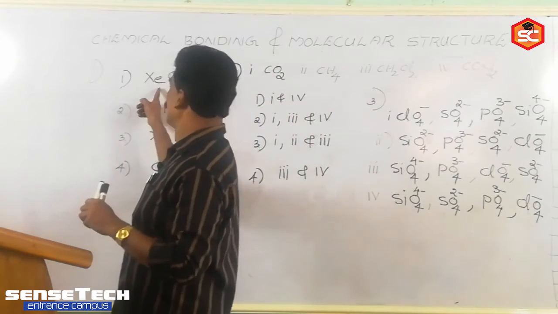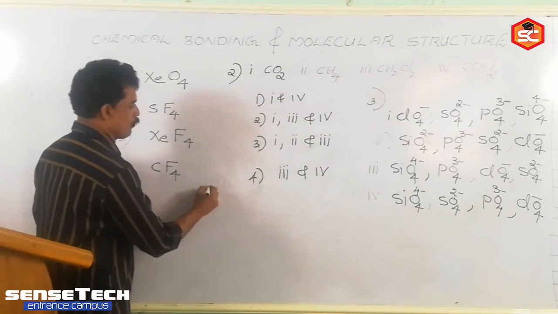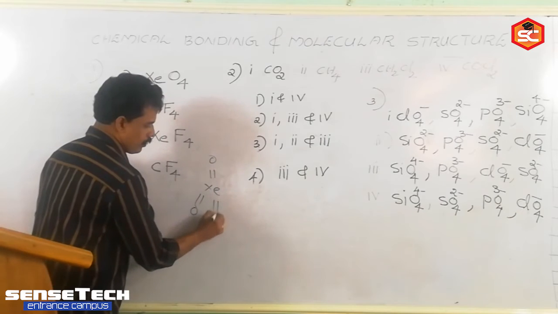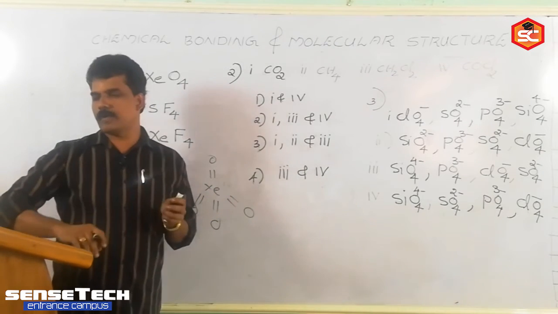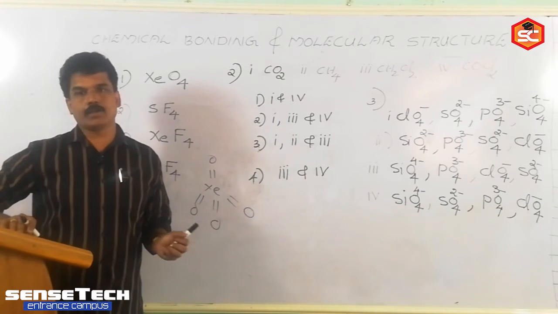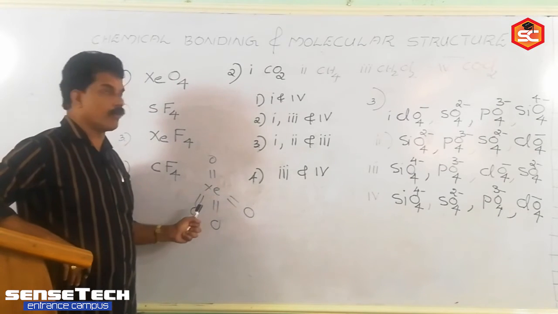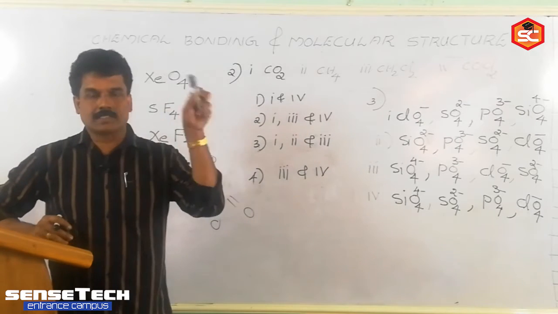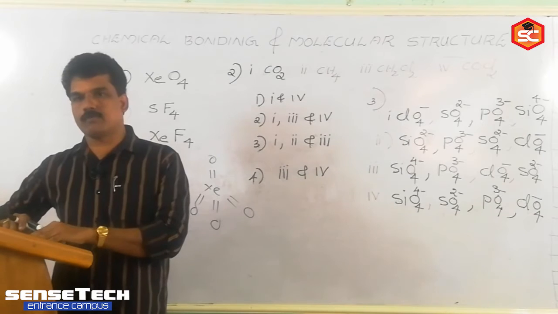What is the first molecule? XeOF4. How will the structure be? Xe with a double bond to O and four fluorine atoms. Can you represent it on a plane? No, it is non-planar. Then SF4: 4 SF bonds and 1 lone pair.